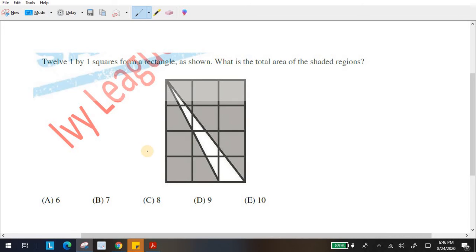Look for two separate triangles. Oh, I see. This one and this one. I didn't see that. So the two triangles: one has base 2, height 4, so that's going to be area 4. The other has base 4, height 3, so that's going to be 6. 4 plus 6 is 10. Simple.